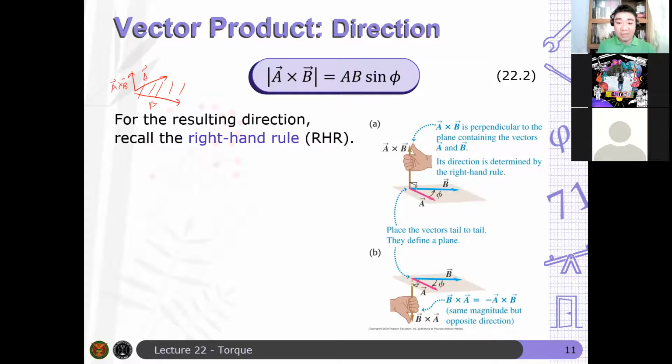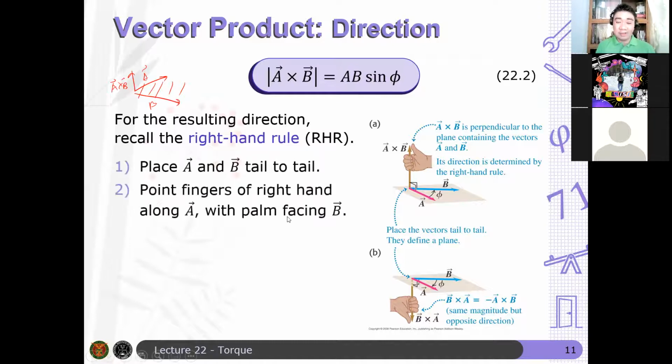So again, you start with A, turn towards B, and the direction of the thumb is the direction of the cross product. On the other hand, mapapansin mo, if you start with B instead, turn towards A, the cross product becomes negative, or opposite the direction of A cross B. Yung B cross A baliktad sa A cross B. Ibig sabihin nun, ang A cross B at B cross A hindi parehas. They're actually anti-commutative. Okay, sige.